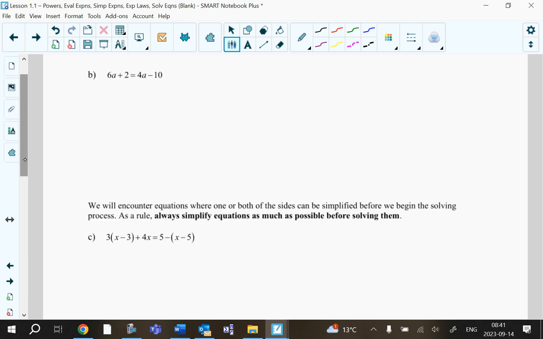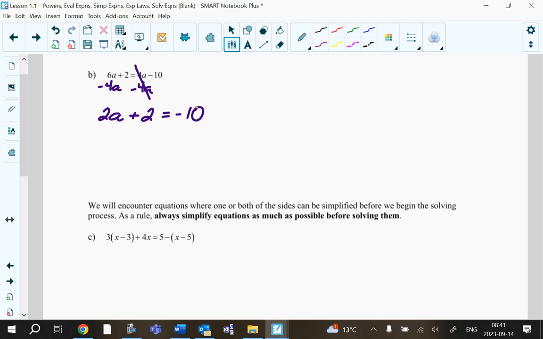So I want to get rid of, remember, this is 4a plus 4a. I want to get rid of the whole thing, so I'm going to subtract it. And it's going to disappear. But whatever I do to one side, I've got to do the same thing to the other. So now I end up with 6a minus 4a plus 2. Well, 6a minus 4a is the same as 2a plus 2 equals -10.